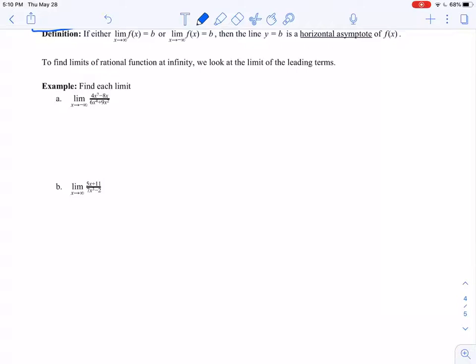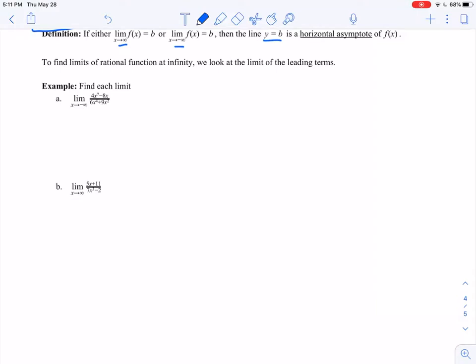In this last video, we're going to take a look at horizontal asymptotes, how to evaluate limits at infinity for rational functions, and then do a quick recap of both vertical and horizontal asymptotes. So if either the limit as x approaches positive infinity of f of x is equal to b, or the limit as x approaches negative infinity of f of x equals b, then we say that the line y equals b is a horizontal asymptote of f of x.